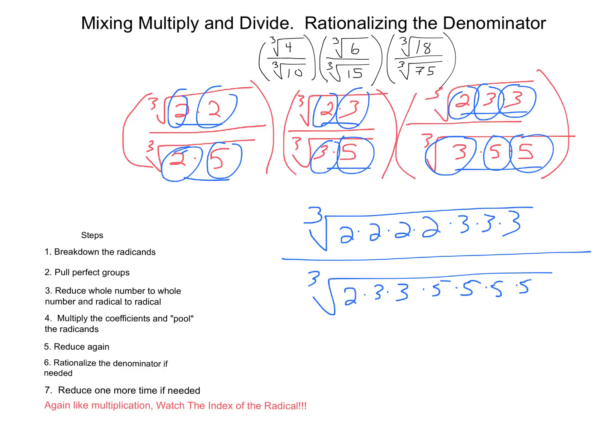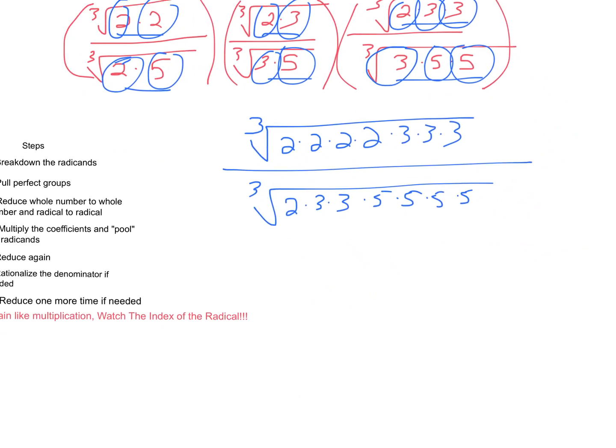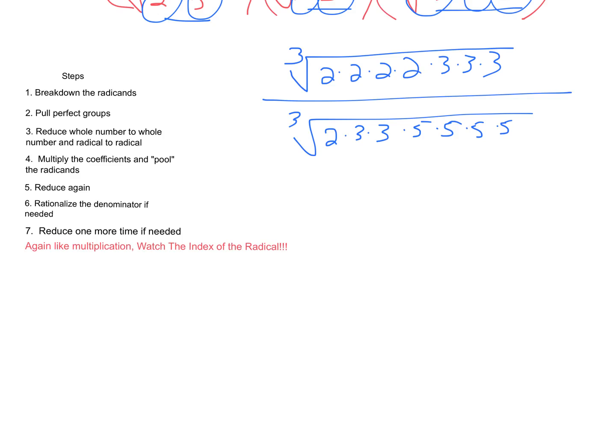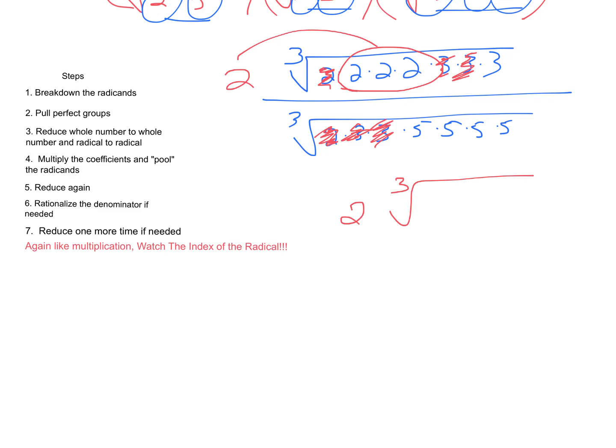Alright, now let's scooch this over a little bit here. Let's try to reduce, make our lives a little bit easier. So I've got a 2. I've got a 3. I got another 3. I don't have any 5s up top. Okay, so we reduced. So our next step, let's pull our perfect groups. Here I can kick out a 2. So 2 cube root 3 on the top. On the bottom, we've got a set of 5s that can come out. So 5 cube root 5.